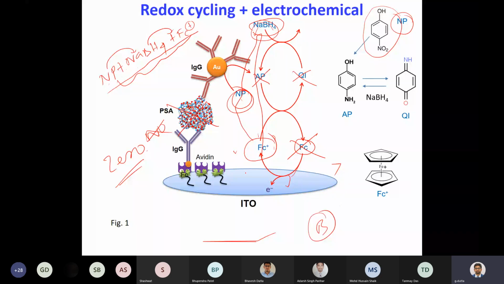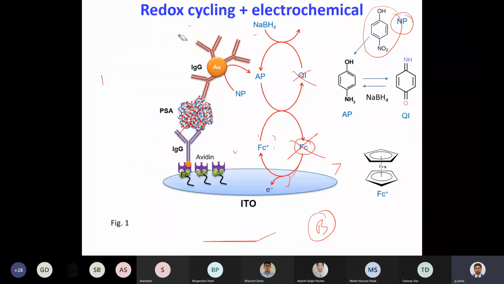So I will ask this kind of question in the exam. What is the background in this biosensor? And who is responsible for the background current? Okay, who is responsible here? NP, NaBH4 and Fc plus, right?